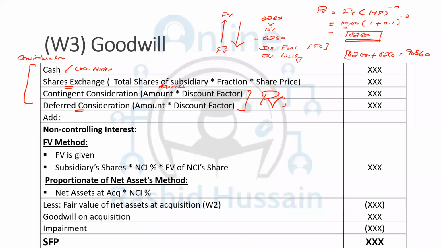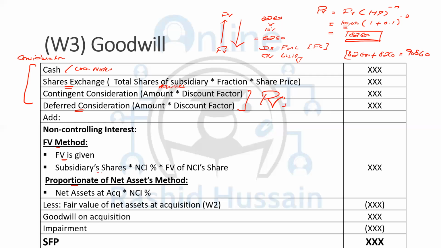So anything which is cash, loan notes, share exchange, contingent consideration, deferred consideration, all of these are known as the consideration. Then we are going to add the non-controlling interest to it. Now, for the non-controlling interest, we have two methods: the fair value method and the proportionate share of the net assets method. So you need to see in the exam what the examiner is asking you. In the fair value method, the fair value is either given, which is mostly the case, or you need to calculate it.